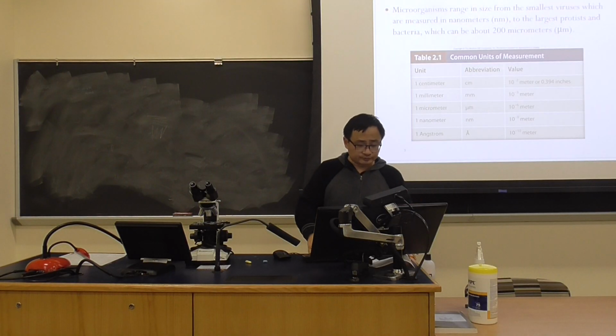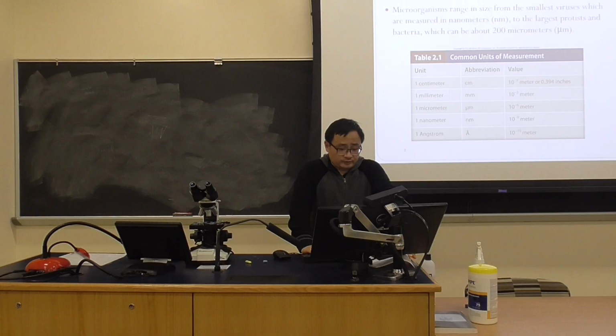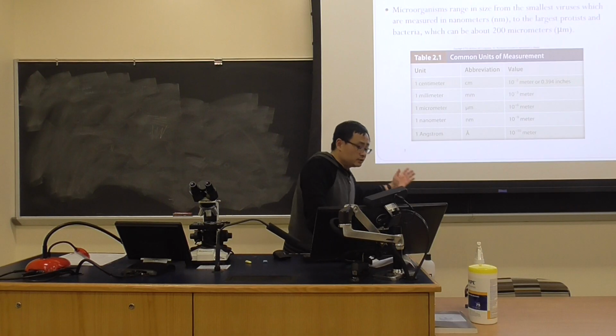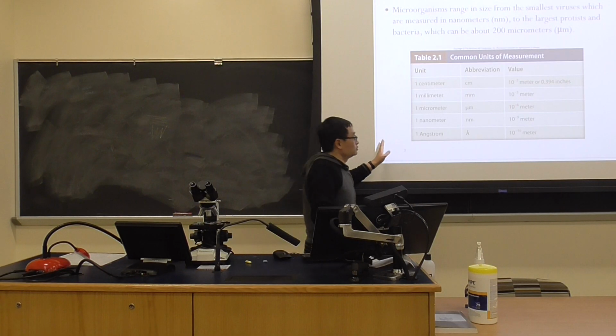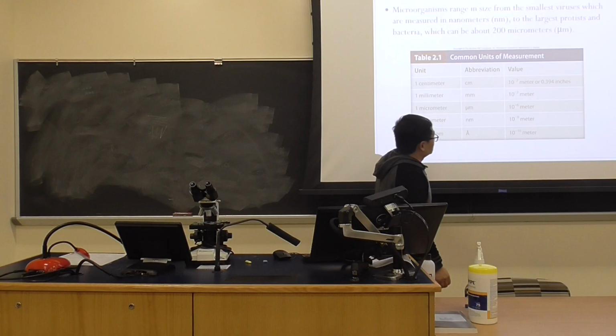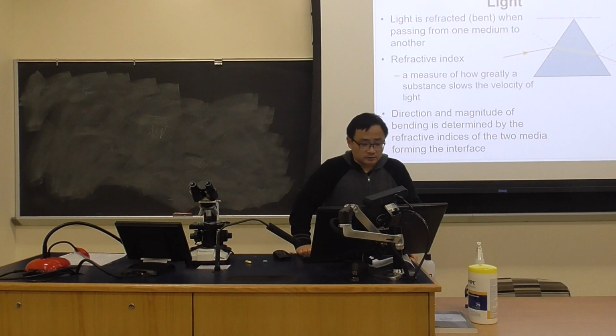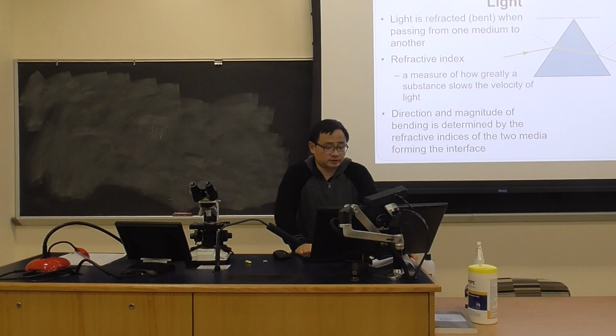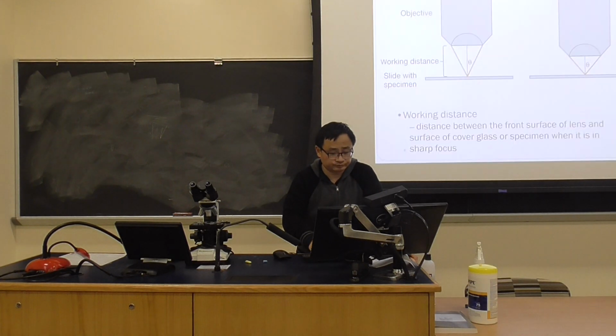Okay, this is microscopy. We already mentioned, because microorganisms are very small, they are measured in nanometers, up to the largest protists, with bacteria about 200 micrometers. It's very small. And these are common units of measurement. You can use this table if you need it. Okay. So we want to talk about the structure first.